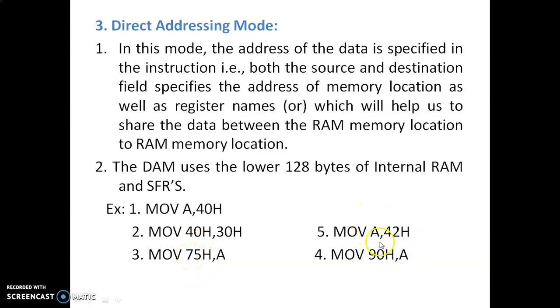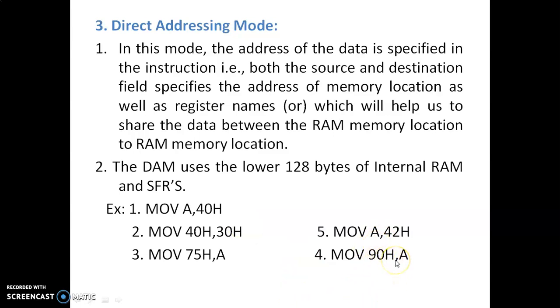What about the fourth instruction? You have MOV A, 42H. The content which is there in the 42H address location will be transferred to A. The fifth one, MOV 90H, A. The content which is there in A will be transferred to the address location 90H. This 90H is an SFR address. Like we have seen port 0, port 1: port 0's direct address is 80H and port 1's direct address is 90H.